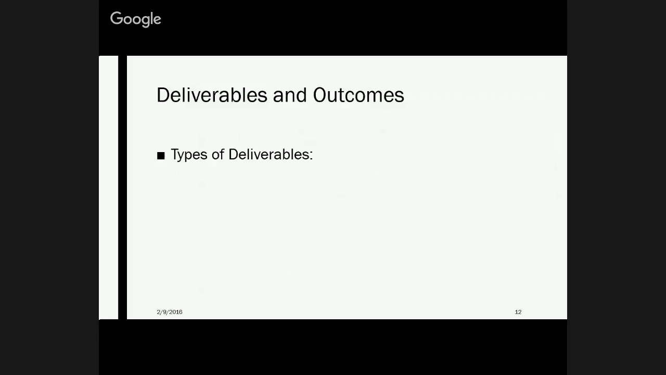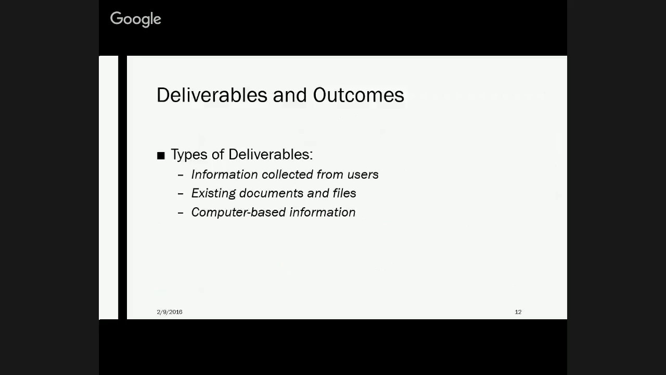So deliverables and outcomes. What's going to come out of gathering requirements? You're going to have information that you collected from the users. You're going to have all the documents you gathered. Any computer-based information. So if they have databases that are going to be involved with your new system, what are they storing inside there? Closely related to the documents and files. Understanding of organizational components. So what's the structure of the organization? What's the relationship between the different parts of the business?